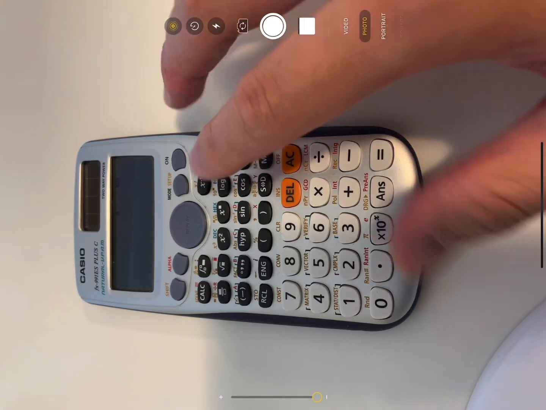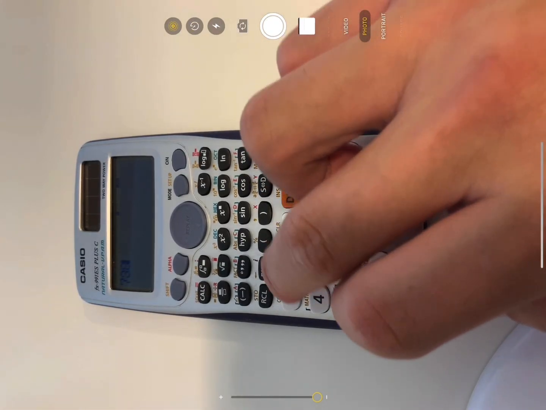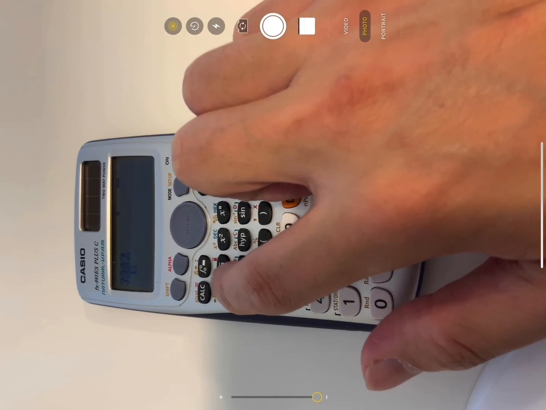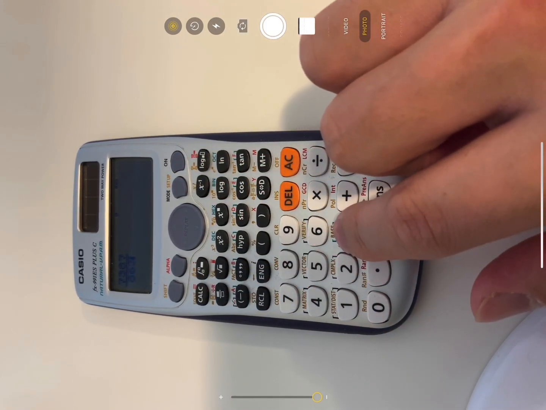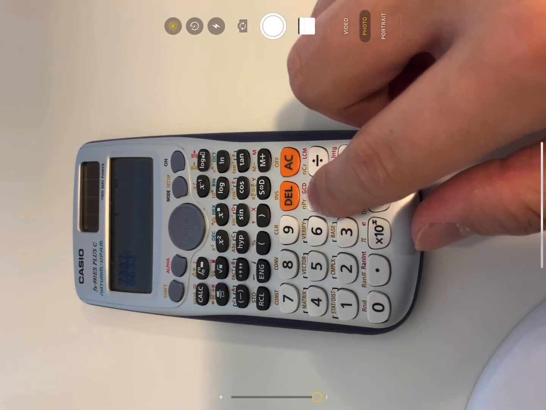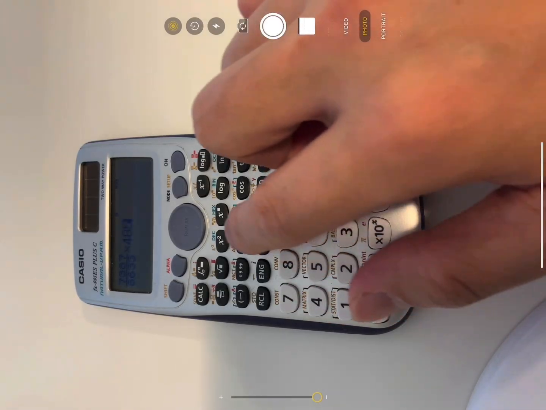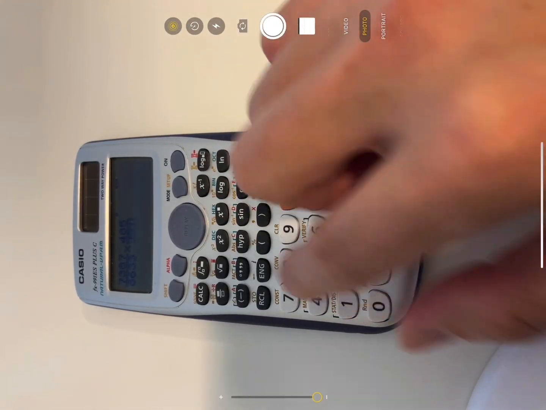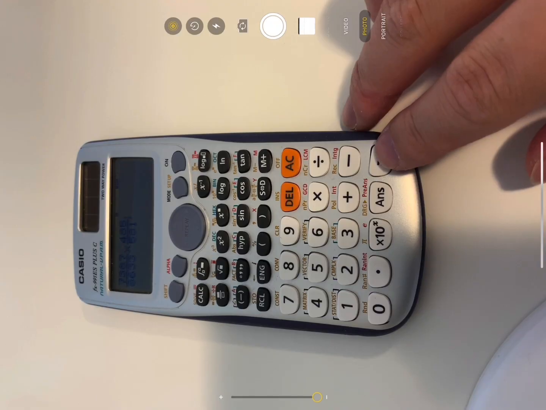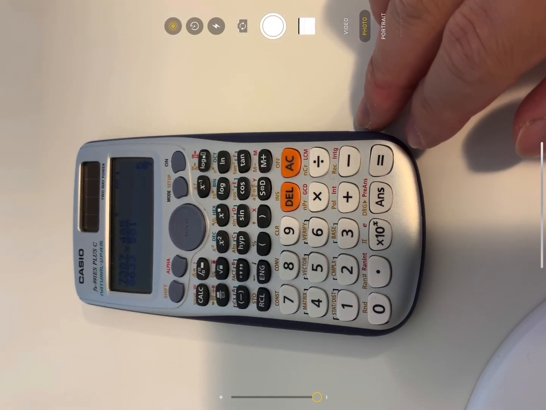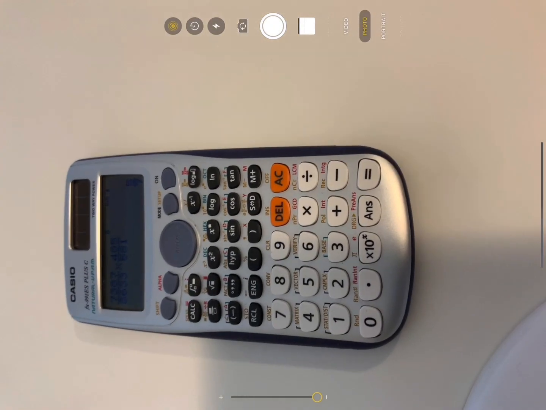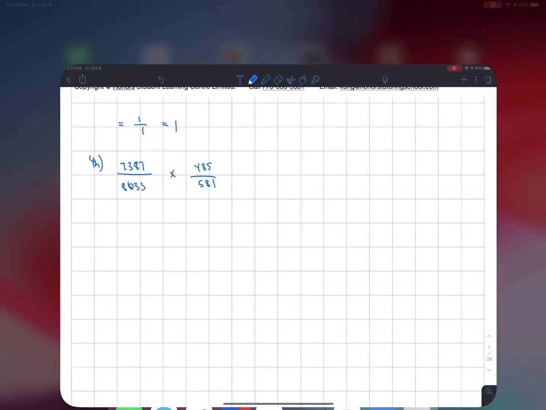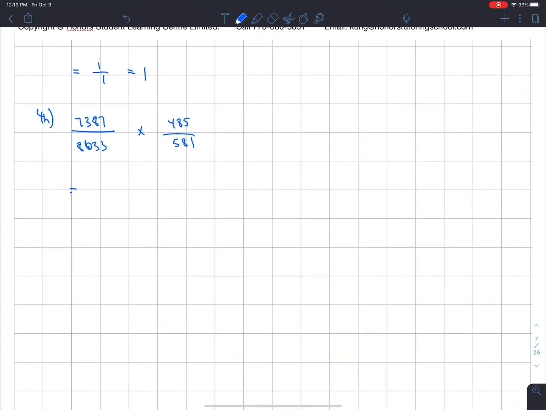So we have 7387 over, the fractional button is right here. So over 8633, and then to the right, times 485 over 581. Oops. And that's it. And then I just press enter, and it does all the work for us. The answer would just be 5 over 7. So this is just 5 over 7 using the calculator.